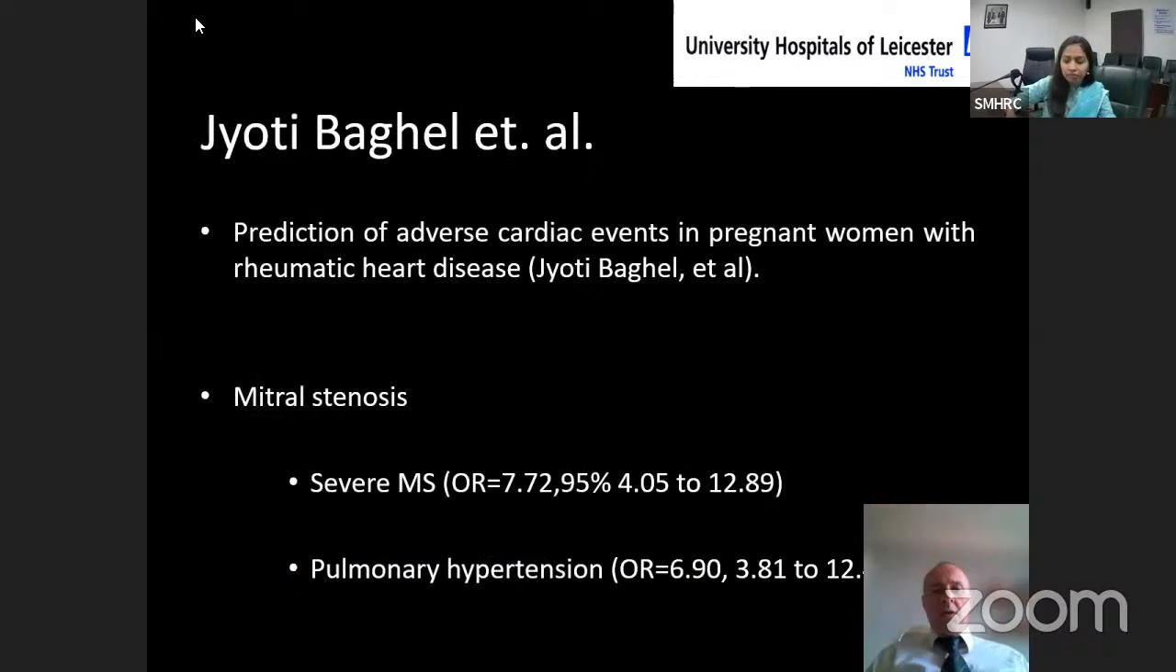This study from a tertiary center in South India confirms the WHO scale applies to the Indian population. A total of 681 women with rheumatic heart disease were included. 26% were diagnosed during pregnancy. Composite adverse cardiac outcome during pregnancy and postpartum occurred in 122, 15% of the pregnancies, with 12 of them succumbing to the disease. In multivariate analysis, predictors of composite adverse cardiac events were severe mitral stenosis with an odds ratio of 7.7 and pulmonary hypertension with an odds ratio of 6.9. The outcomes are for a population presenting to a tertiary center and might not be a true reflection of the general population.